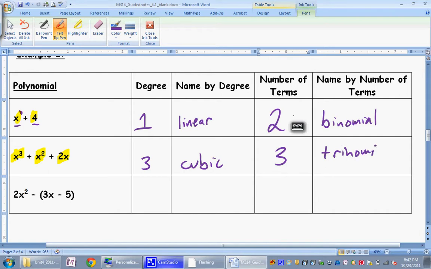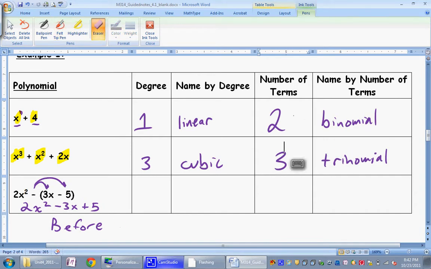And then this last one, actually, in order to really figure anything out about it, first you have to simplify. So I'm going to distribute this negative and write this as 2x squared minus 3x plus 5. Before naming, you've got to simplify. So you might want to write that down in your notes. Before naming, simplify and combine like terms.